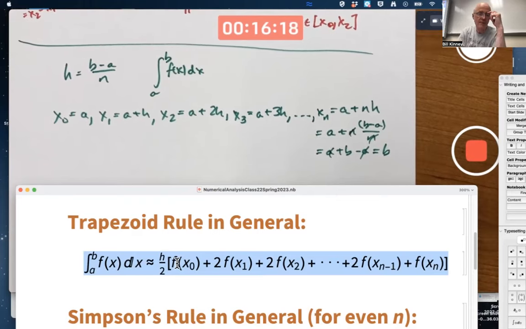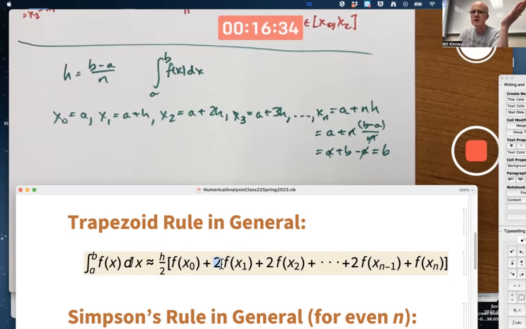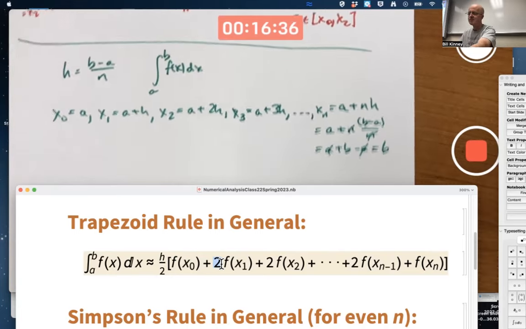H over 2 times this summation where f at the 0th node and f at the nth node have a coefficient of 1. And all the other function values at all the other nodes have a coefficient of 2. Where is this weirdness coming from?